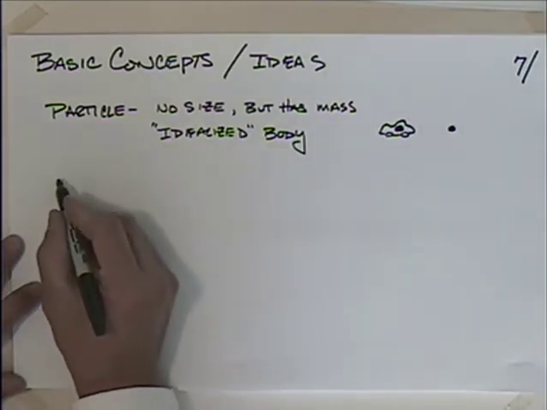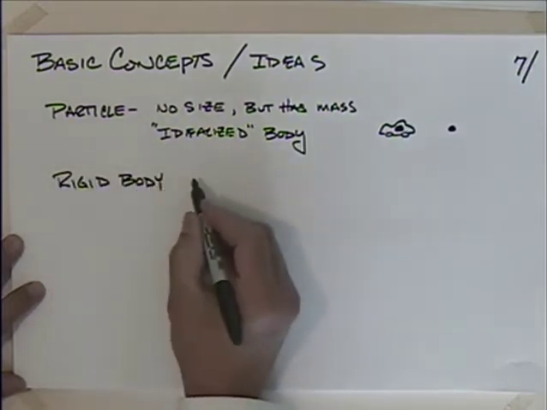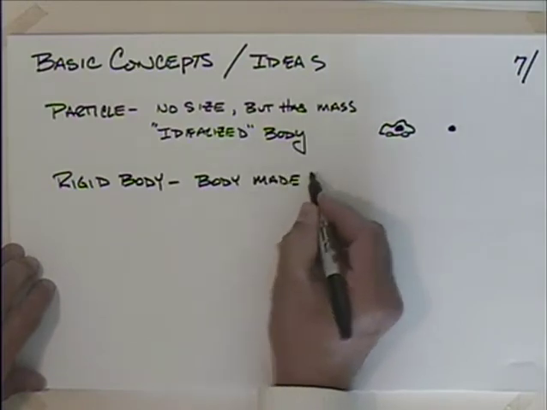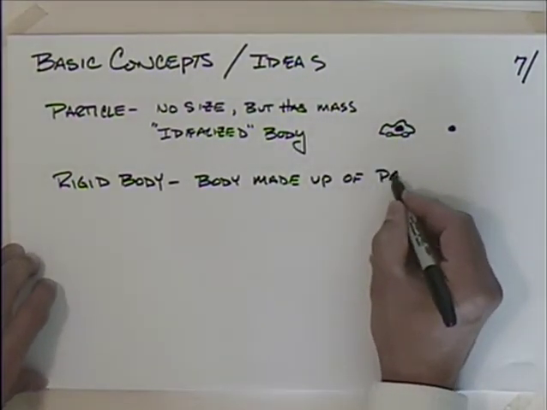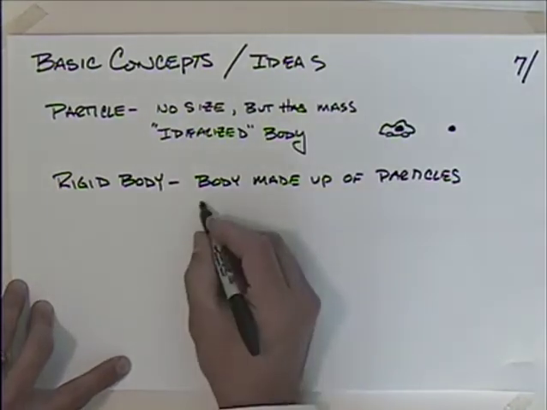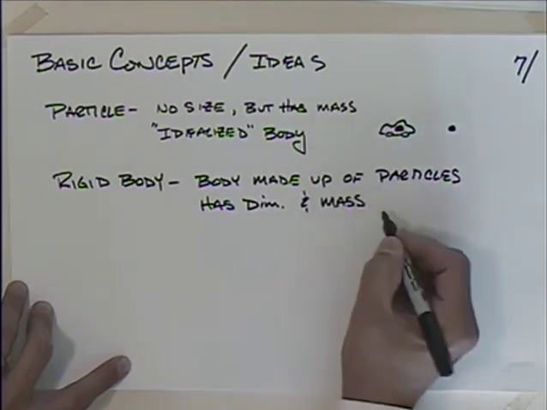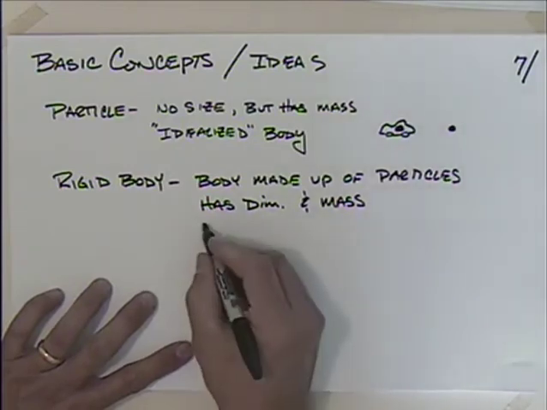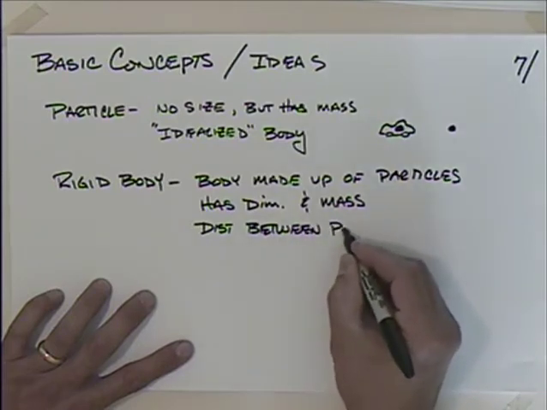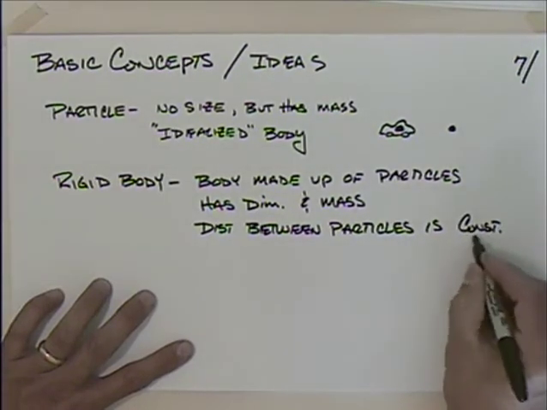We can get a little more complicated and talk about a rigid body. A rigid body is made up of particles, has dimensions and mass, and the distance between the particles is constant. And that's actually important.